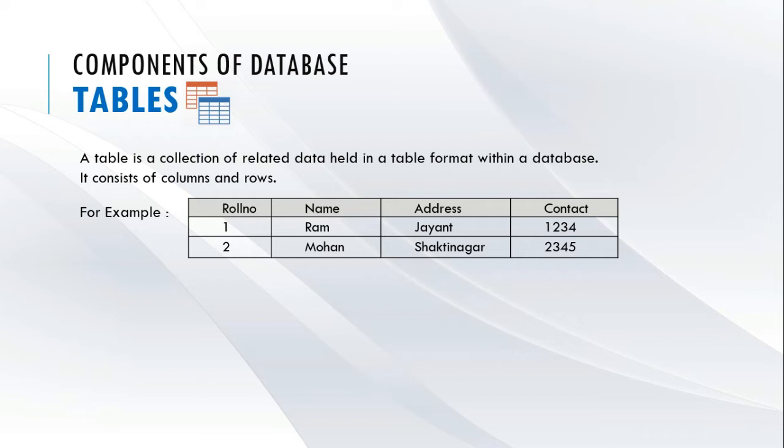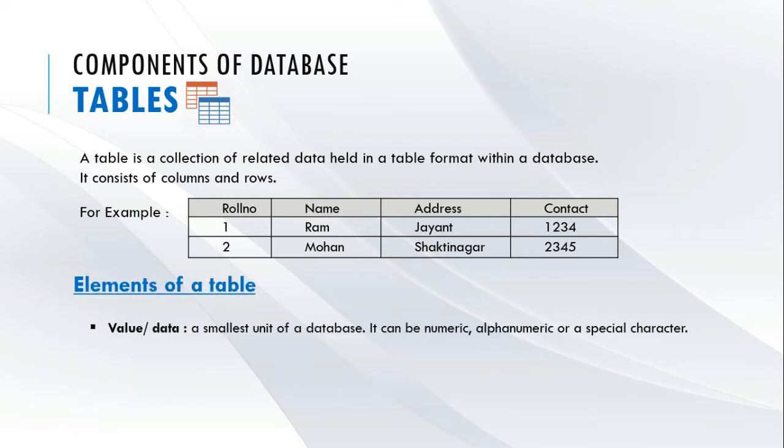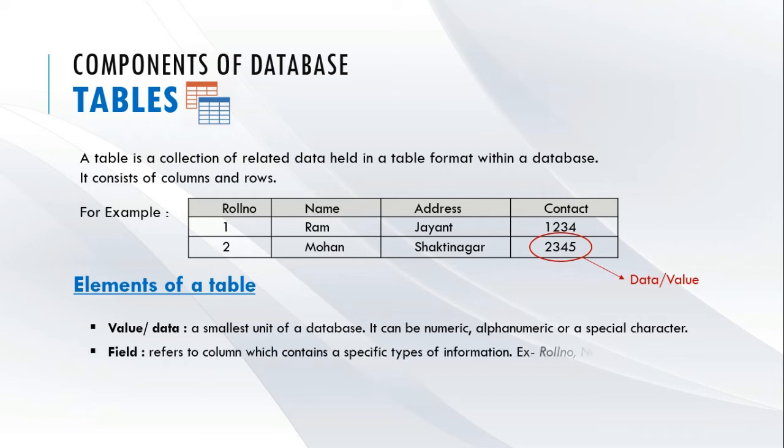Every table in a database has some elements. Let's understand the elements of a table. The first element of the table is a value or data, and it is the smallest unit of a database. It can be numeric, alphanumeric, or special characters. You can see in this table, the individual value in each cell is a data or value.